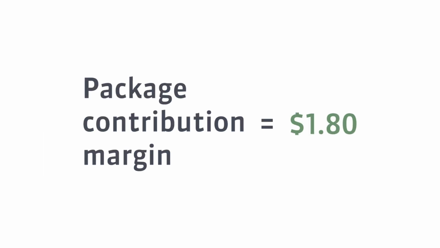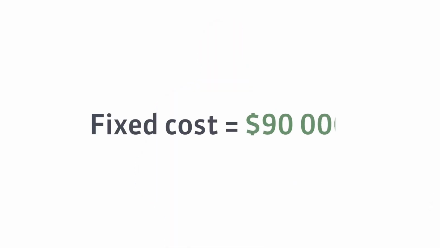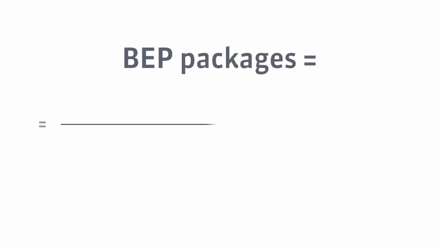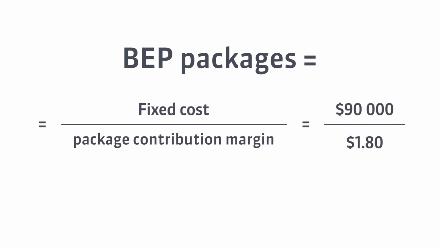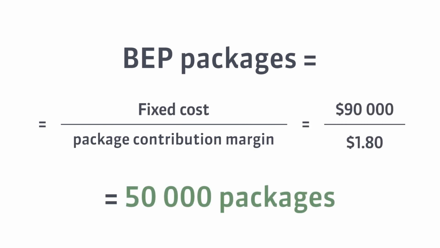From that moment on, we have a contribution margin of the unit, which is our package. Now we can use the fundamental break-even equation to determine the number of packages that need to be sold to break even. Suppose our company's fixed cost is $90,000. Thus, the break-even point is 50,000 packages.